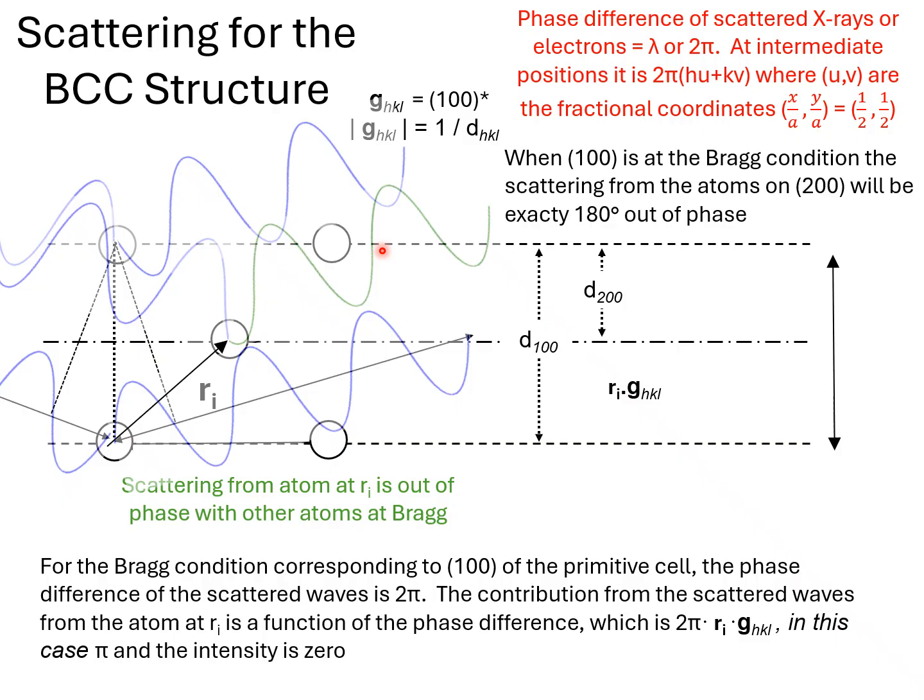And for that reason, when we have this Bragg condition set up so that the diffracting vector in wave space coincides with the reciprocal lattice vector, which corresponds with 1 over d, in fact, you don't get any intensity because it all cancels. And that spacing here, we can see clearly it's just a half of the distance between here and here.